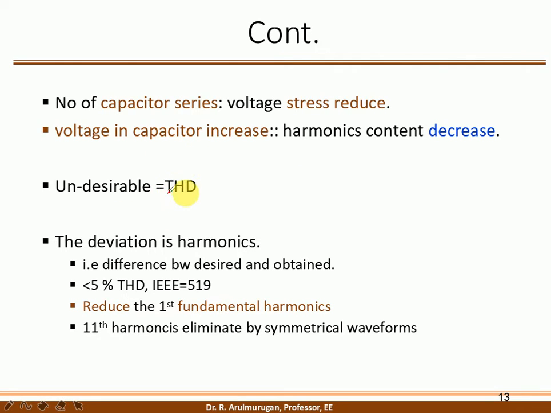THD is harmonics, and it is undesirable, so we need to reduce it as much as possible. When we reduce the harmonics level, only then will the desired waveform, desired output voltage and power be obtained. IEEE 519 gives the standard of less than 5% harmonics. It will reduce the fundamental harmonics, and the 11th harmonic is eliminated by selecting a symmetrical waveform.